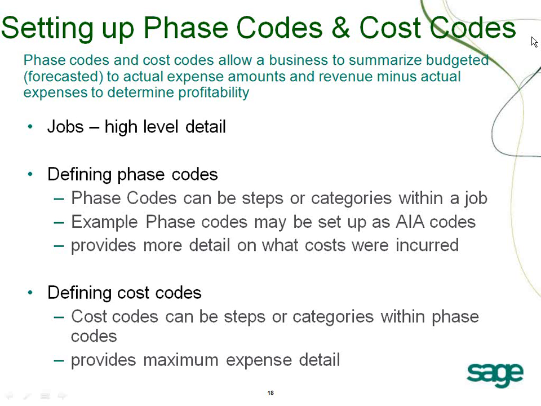When we set up phases and cost codes in Peachtree, what does that mean? Well, we have jobs. That's the highest level of detail. And we can define phase codes. Phase codes can be steps or categories within a job. Cost codes can be steps or categories within phase codes. So Peachtree has 3 levels of detail in our job that we can track revenue and expenses against.